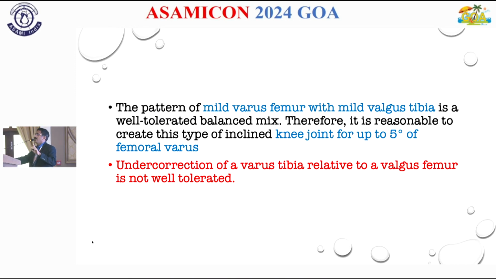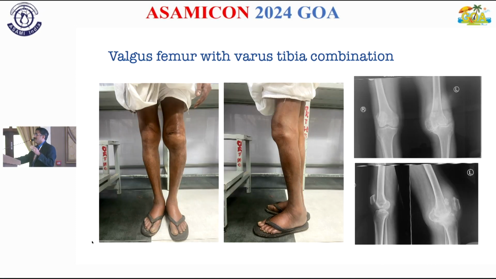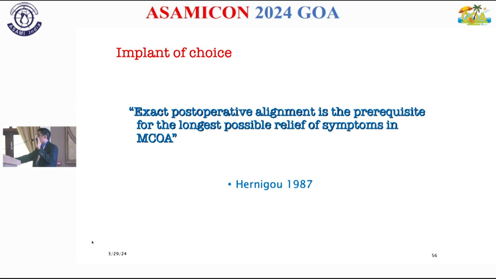So the pattern of mild varus femur with a mild valgus tibia is a well tolerated balanced mix. Therefore, it is reasonable to create this type of intentional knee joint up to 5 degrees of femoral varus. Whereas under correction of the varus tibia related to the valgus femur is not well tolerated. So this is an example, an old man. You can see that on one side the MPTA is on the varus side, but the femur is normal. On the other side, the valgus femur and the varus tibia. This is a bad combination.